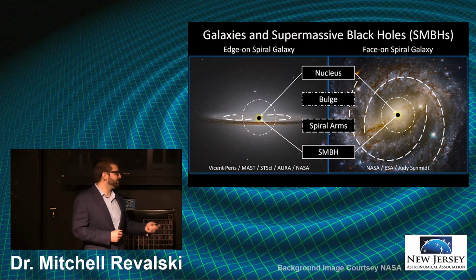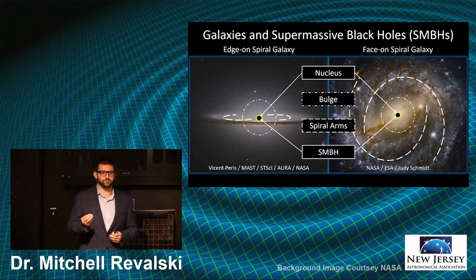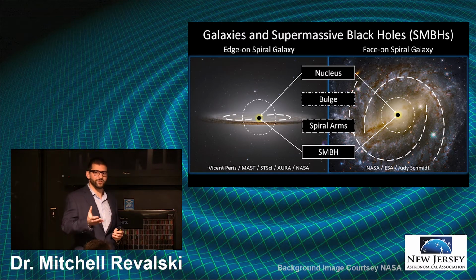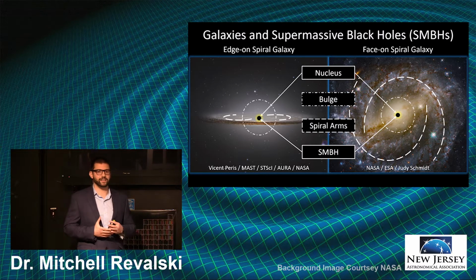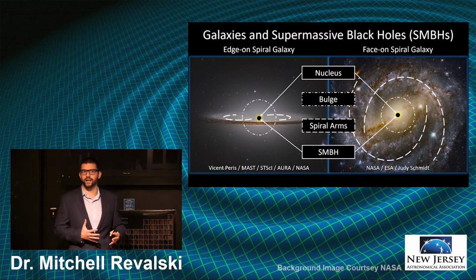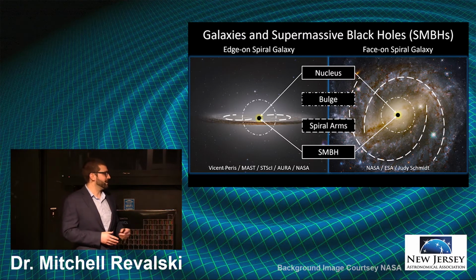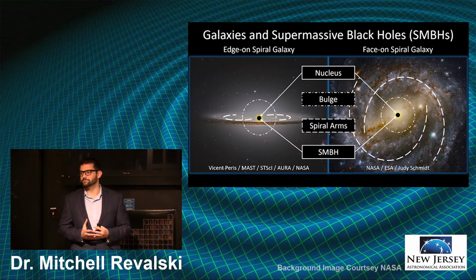So this is not to scale. These supermassive black holes are actually quite small compared to the size of the galaxy, so in general, we can't see them as a distinct entity. They're hidden somewhere down in the center of the galaxy. Everything I'm going to be talking about today ties into the relationship between supermassive black holes and their galaxies.